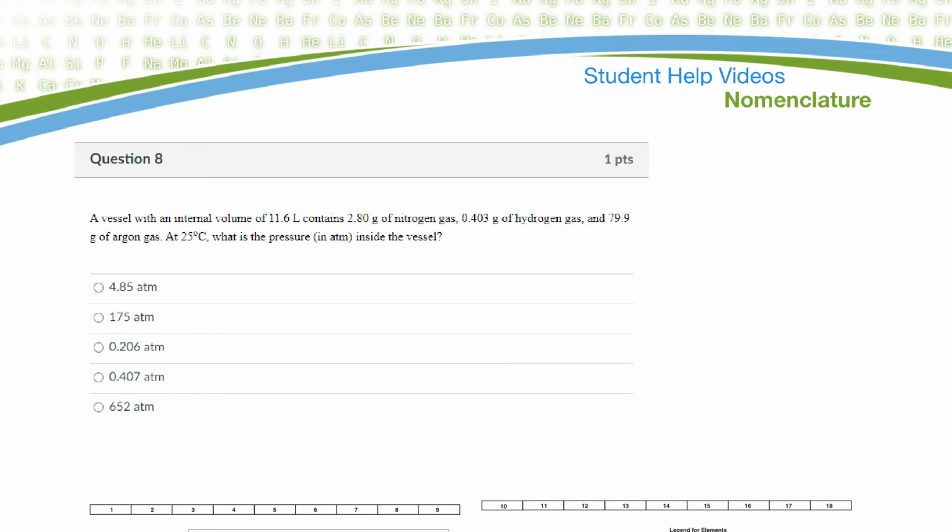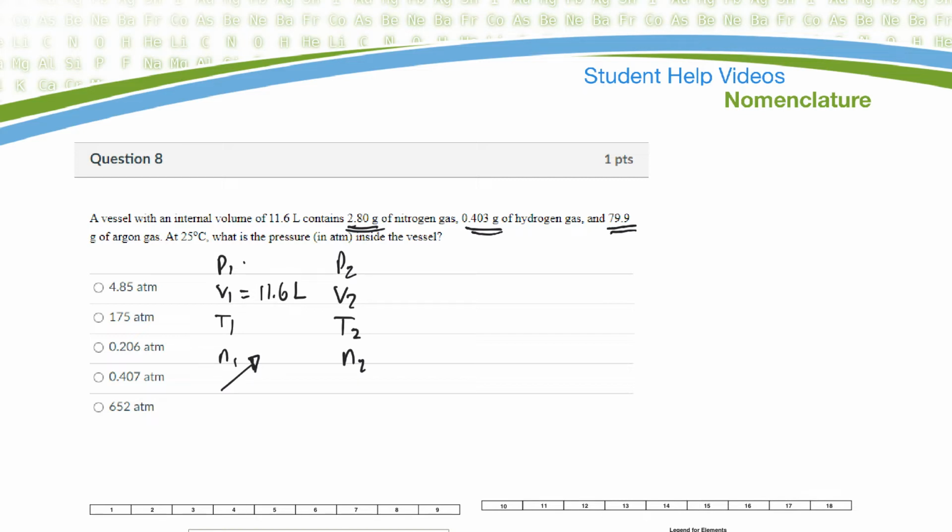Okay, here's a couple of gas law questions. First says a vessel has an internal volume of 11.6 liters and contains 2.8 grams. Let me set up my P1, V1, T1, N1, P2, V2, T2, N2. Every time I see grams, I can convert that to moles, right? So I'll be able to figure that out.